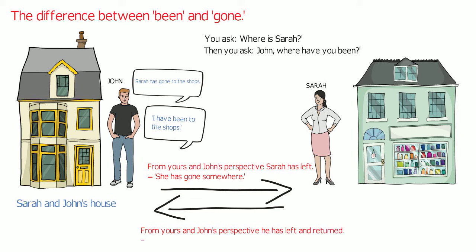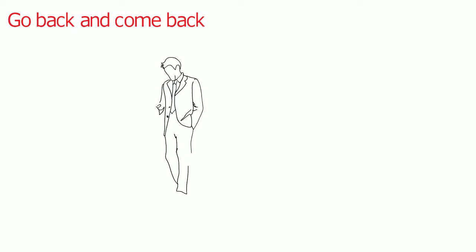John always speaks from your perspective. And from your perspective, John has left and returned to the location where you are, and Sarah has only left. Now let's go on to another confusing language point: to go back and to come back.